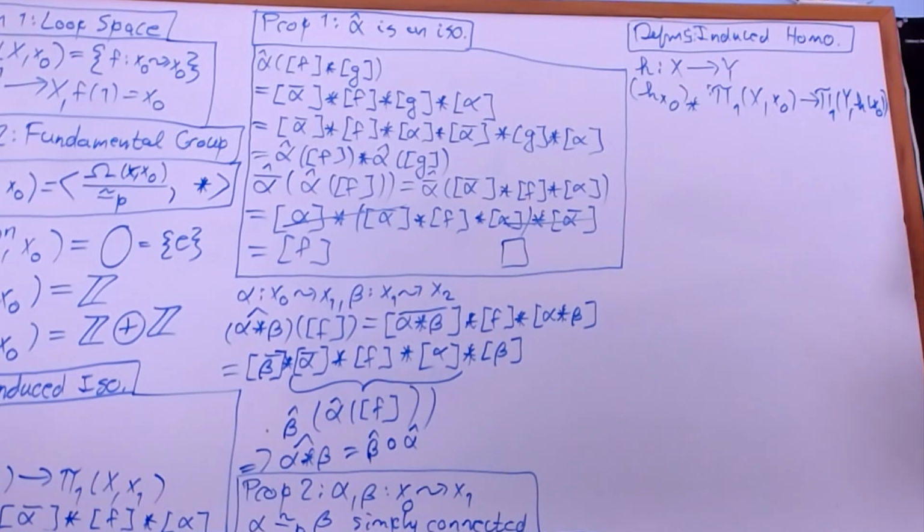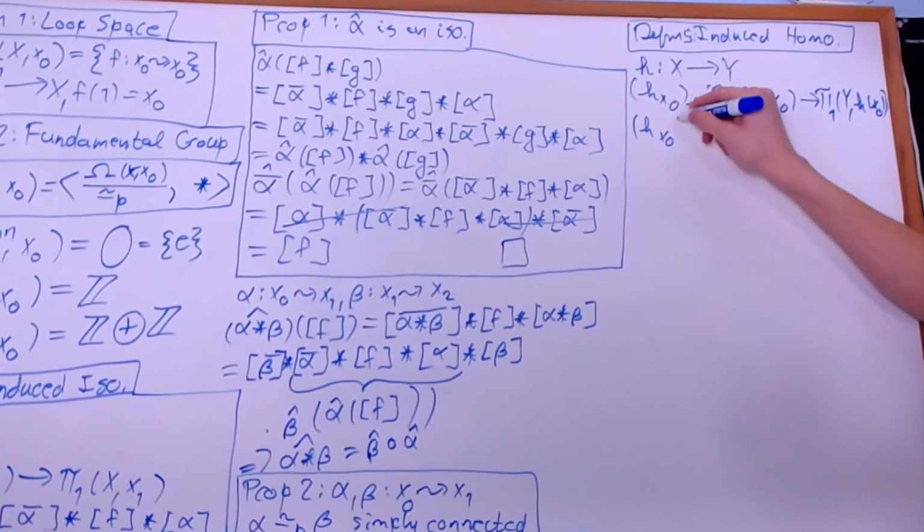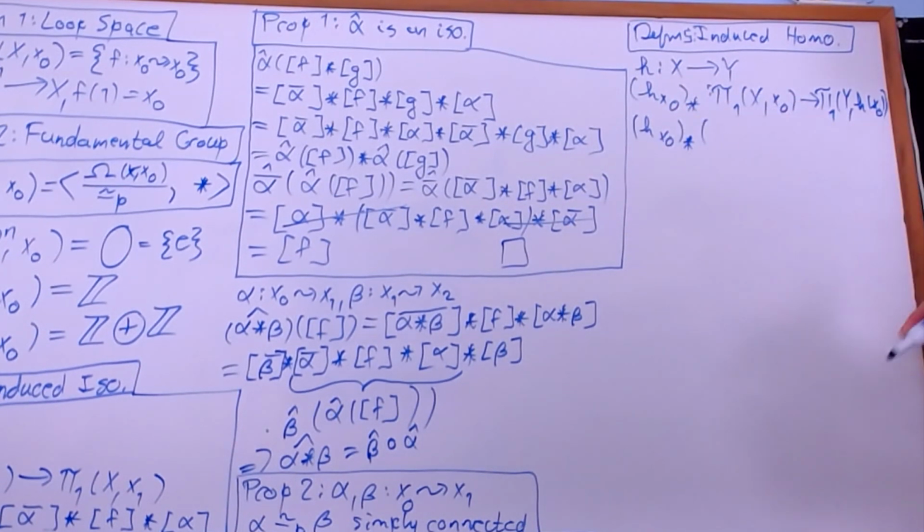And how do I define this? Well, I'll say that h x0 star of some equivalence class f, some loop, will just be H composed F, that equivalence class.